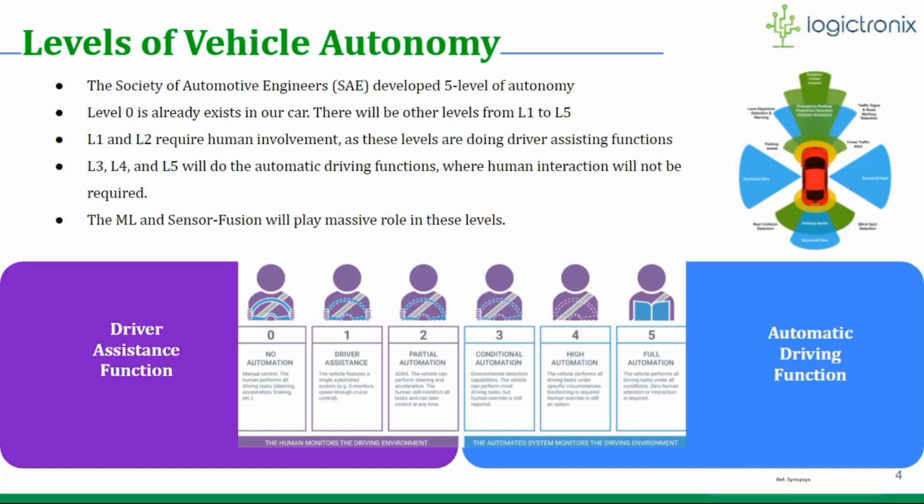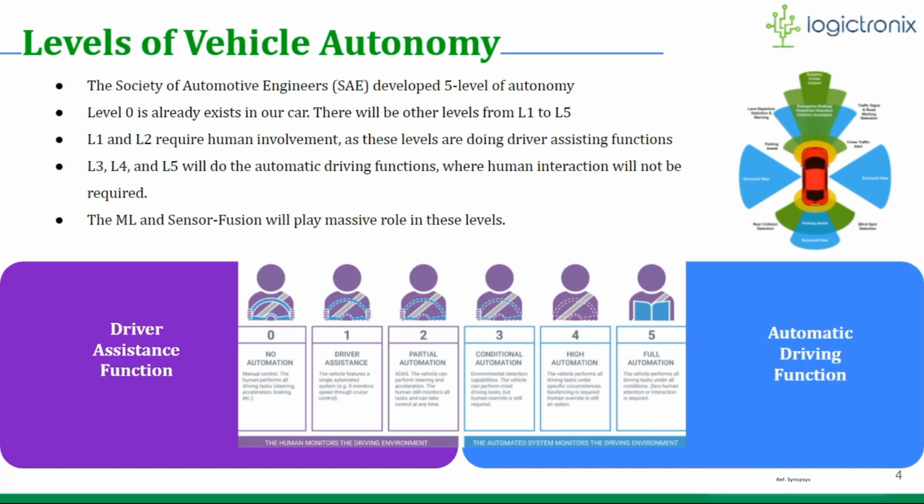Here we talk about the different levels for a vehicle to go from manual control to fully autonomous. The Society of Automotive Engineers, also called SAE, has developed a convenient 5-level nomenclature to define the different levels of autonomy. If level 0 is not considered, then there are only 5 levels. Levels 1 and 2 perform the driver assisting role or function. That's why human involvement is still required and important.